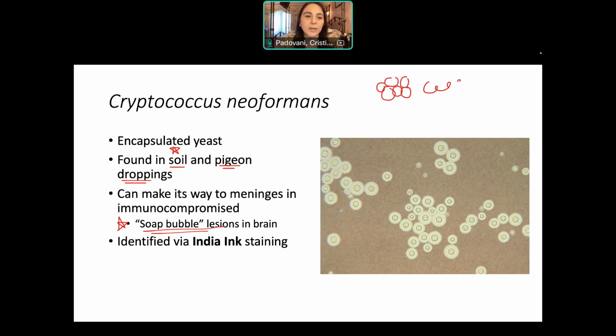And then lastly, they're identified via India ink staining. So that's another thing you want to look for, they'll talk about India ink. So this is India ink. And basically what India ink does is it doesn't stain the capsule, right? So you can see here's the organism. So this is Cryptococcus neoformans. Look at that capsule. It's huge around it. So that's how you can tell with India ink staining that you have Cryptococcus neoformans.